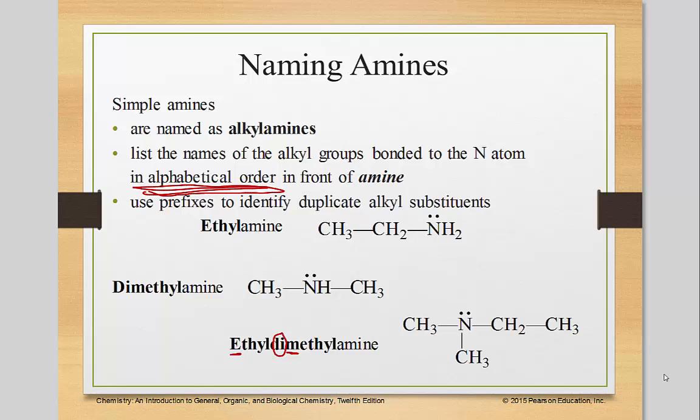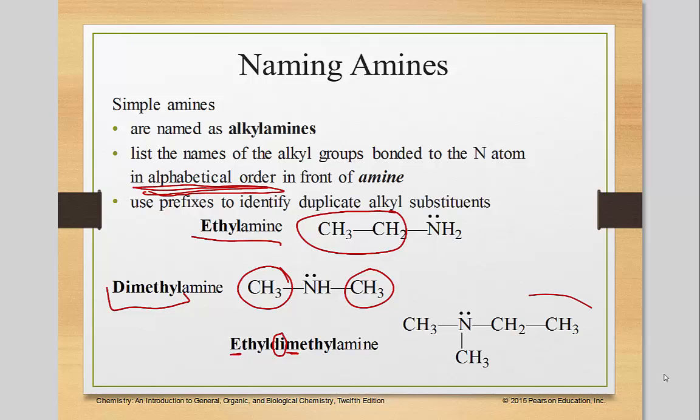So here, this is an ethyl group, so it's ethylamine. Here we have 1 carbon here and 1 carbon here, so we have 2 methyl groups, so it's dimethylamine. And then finally we have an ethyl group and 2 methyls, so it's ethyl dimethylamine.